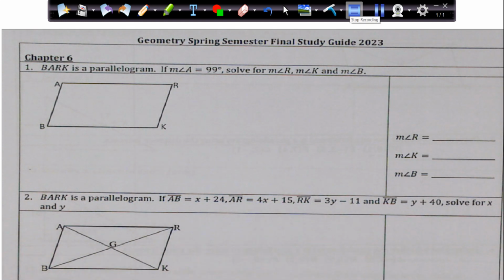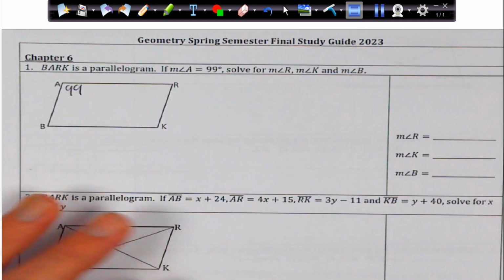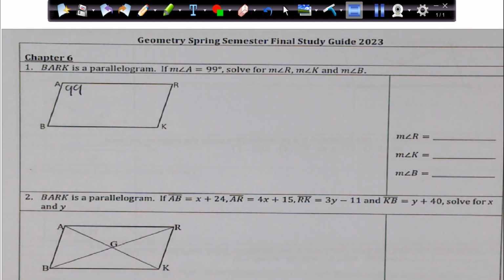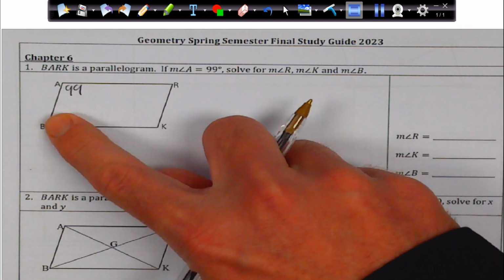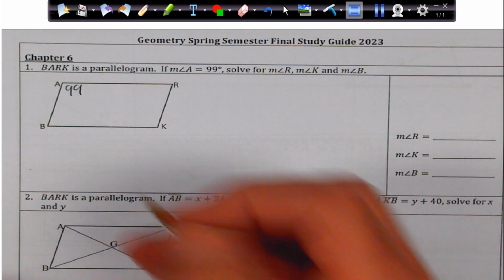BARK is a parallelogram. Angle A is 99. Solve for R, K, and B. Okay, in these parallelograms, we know that our consecutive angles are going to be supplementary because these sides are parallel.